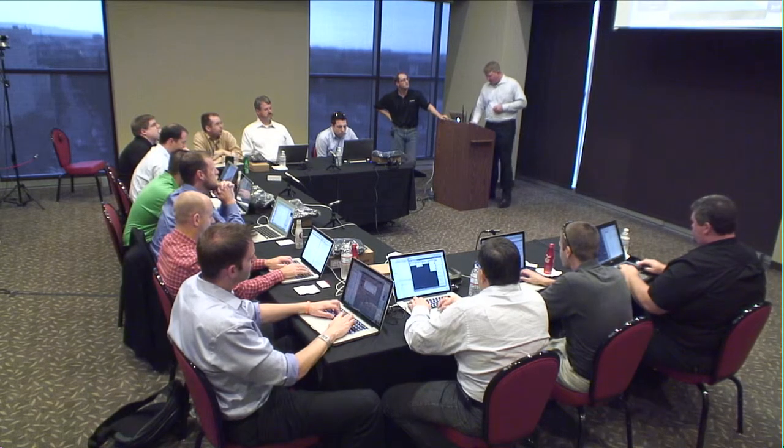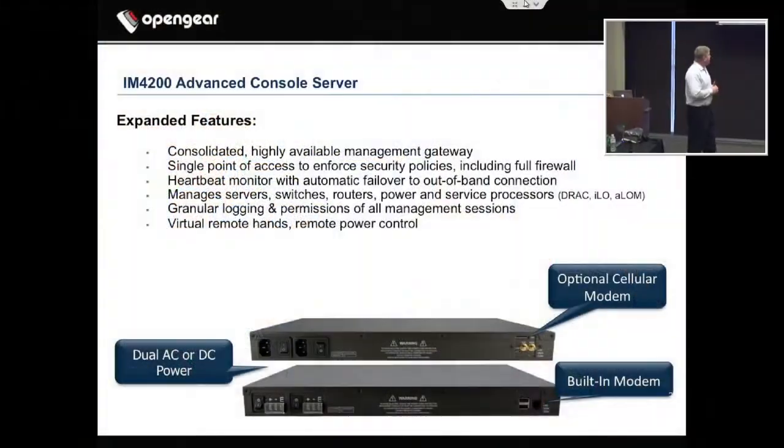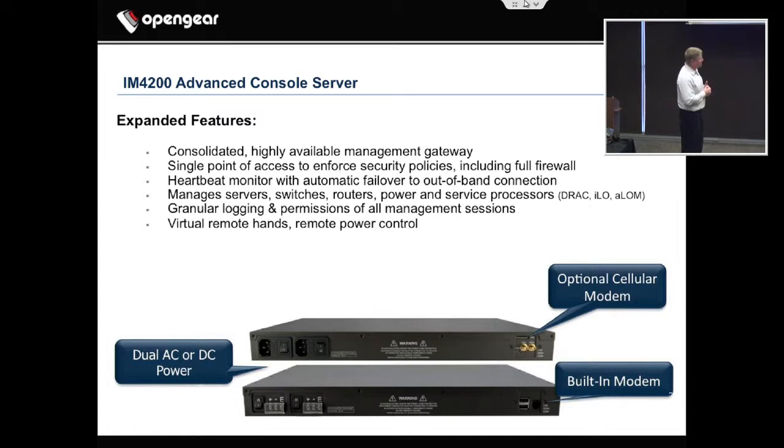All right. So on the back of the IM4200, dual AC or DC power supplies. Can you see that all right? On the lower unit here, there's a built-in modem, dual USB ports, and 16 gig of flash. The upper one here has the built-in cellular module, and you can tell there's a little SIM card slot up there as well. We're showing you a dual DC and a dual AC model.